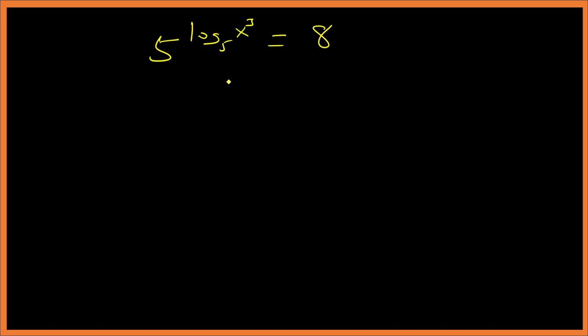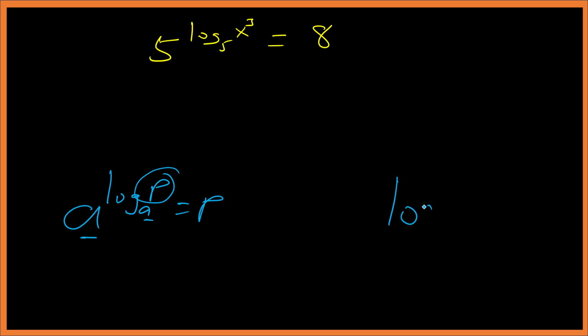Right, so we are given 5 raised to log x cubed to base 5. Now let's understand this property. Anytime you're given an exponent log p to base a, so we have a raising log to the same base, the answer becomes what we have here, p.